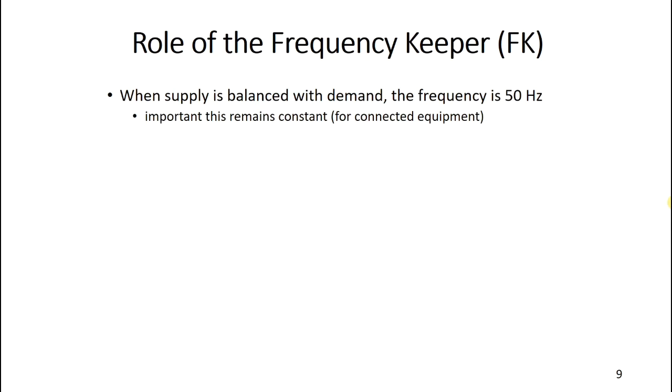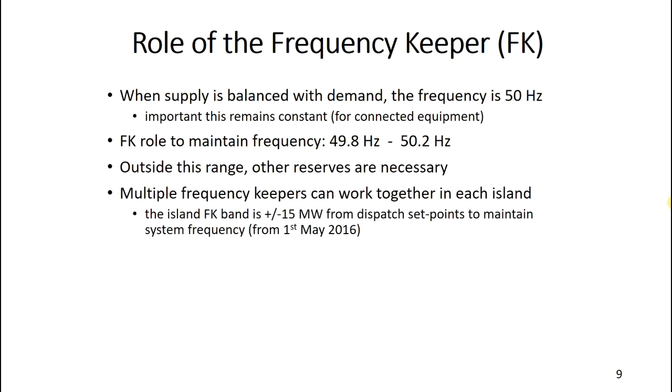There has to be at least one frequency keeping station, and that's there to make sure that the system frequency is maintained at 50 Hz. If the frequency moves too far from 50 Hz, then we potentially have some major problems. So the frequency keeping station's role is to maintain frequency in the band 49.8 Hz to 50.2 Hz. Now, it's possible to have more than one frequency keeper working together in an island, but each frequency keeper has to be able to move plus or minus 15 megawatts from its dispatched set point to maintain system frequency.